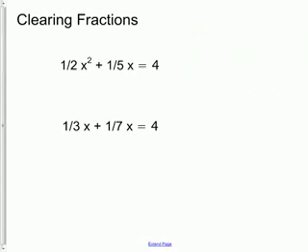Okay. So then what other kind of no, I don't want to clear fractions yet. What other kind of quadratics are we going to run into? Well, we're going to sometimes run into quadratics that look like this.